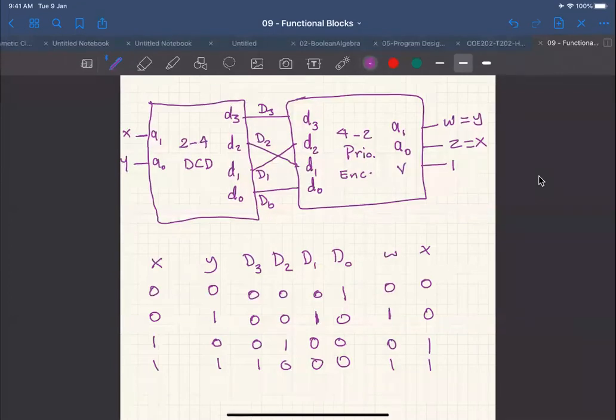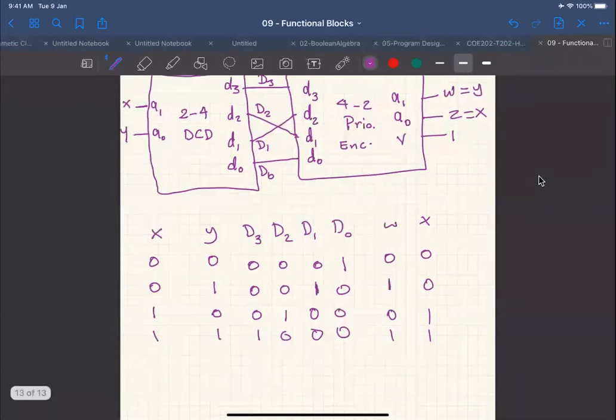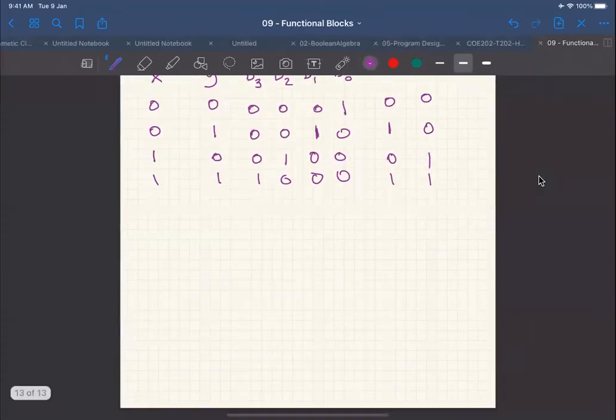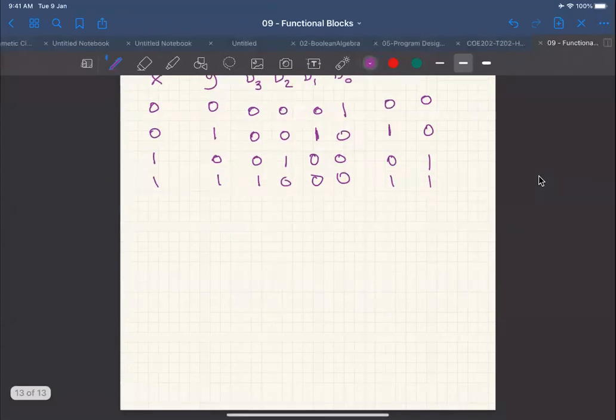So can you do it if we also swap D0 with D3? Will this change anything? I advise you to go back and try that yourself, and also try other alternatives. One excellent use of this is a BCD to XS3 converter.